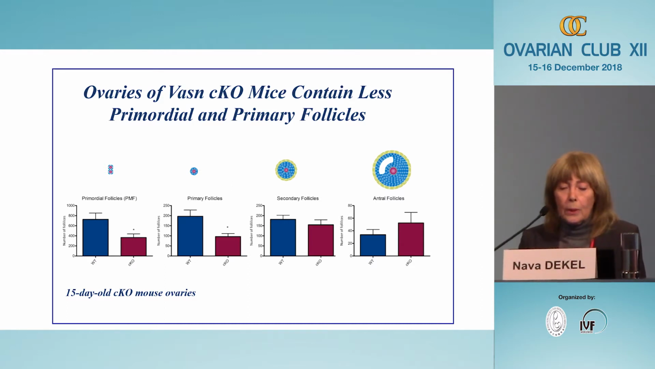In the absence of Vasorin, a similar number of the secondary follicles, and quite surprisingly, we see a much lower number of primary and primordial follicles in the ovaries of 15-day-old conditional knockout mice.